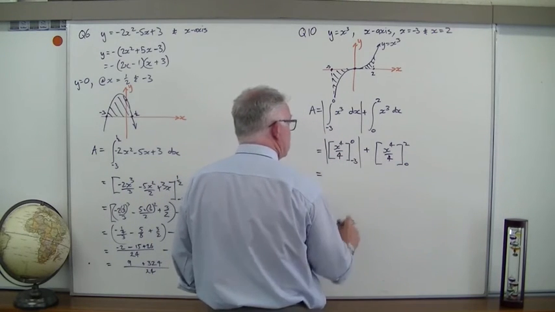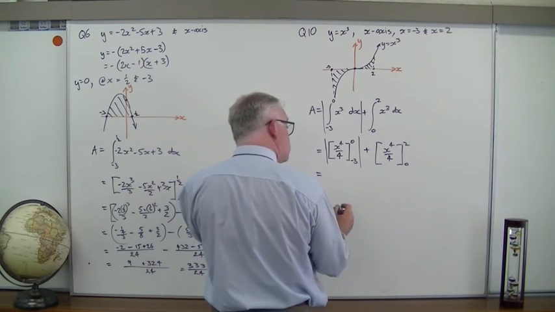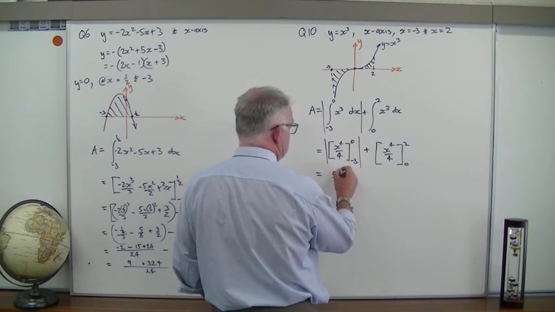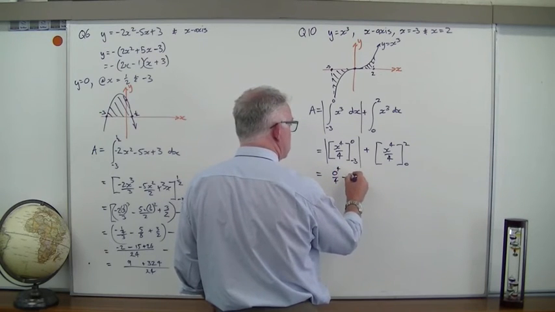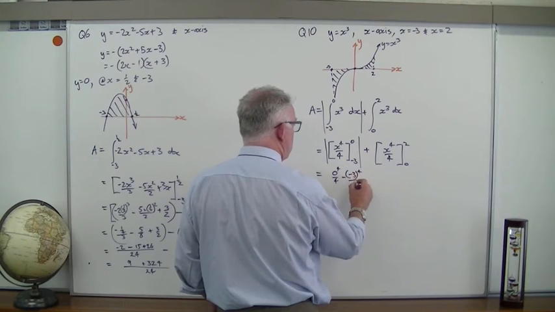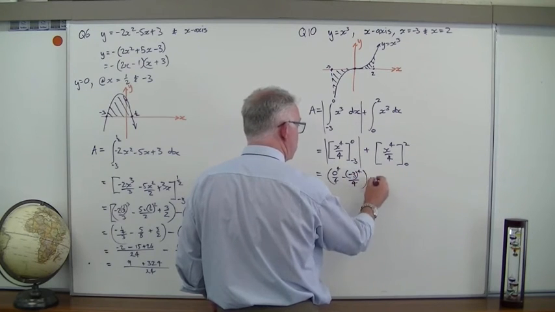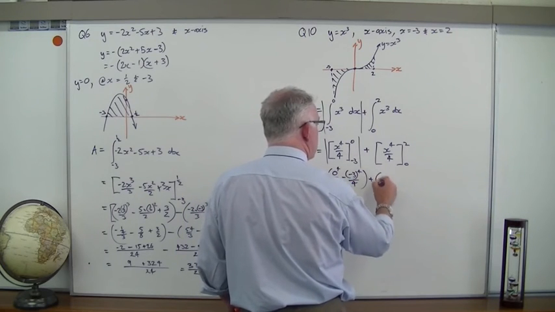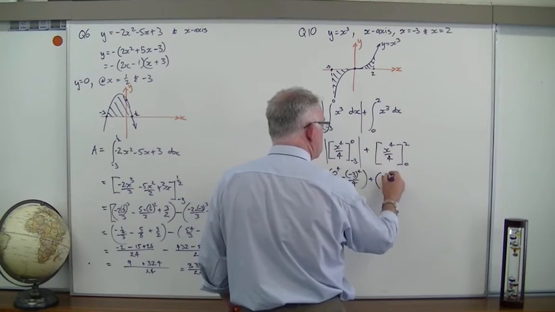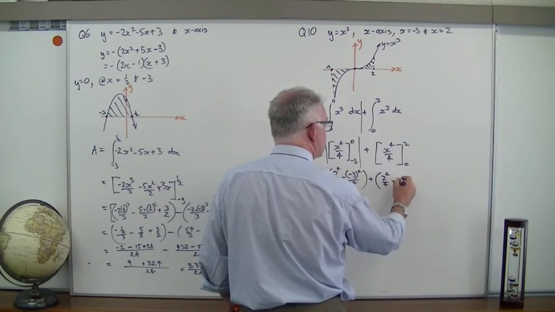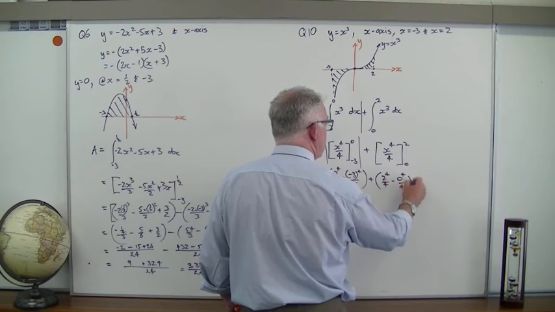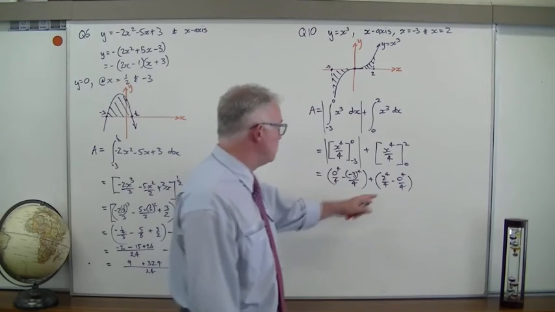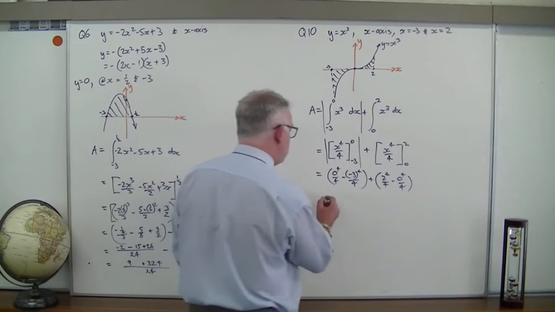Right, let's evaluate these two integrals. So we'll have 0 to the power of 4 on 4 minus -3 to the power of 4 on 4, plus, over here, we'll have 2 to the power of 4 on 4 minus 0 to the power of 4 on 4. And clearly 0 to the power of 4 is just going to be 0, and 0 over 4 is 0. So that makes things a little bit simpler for us.